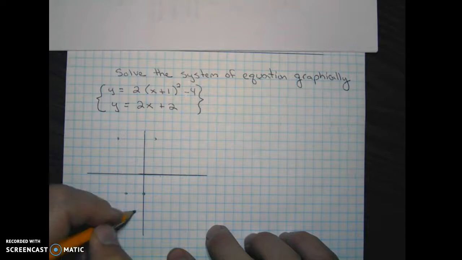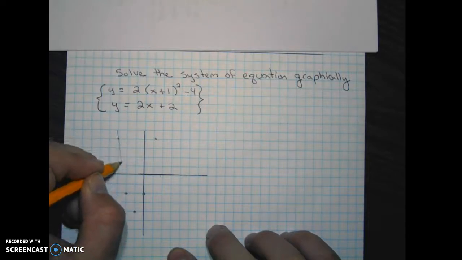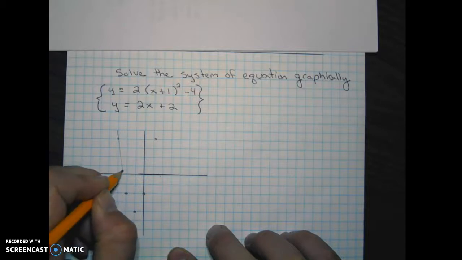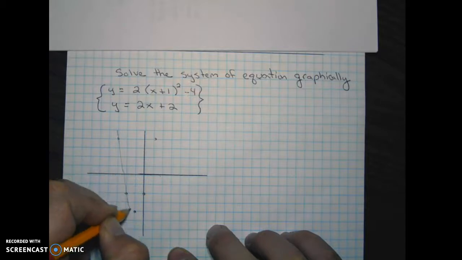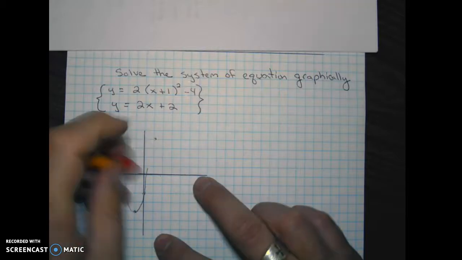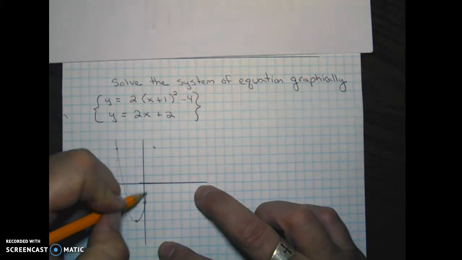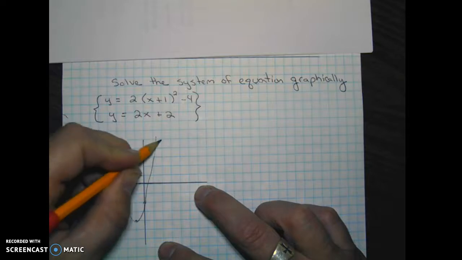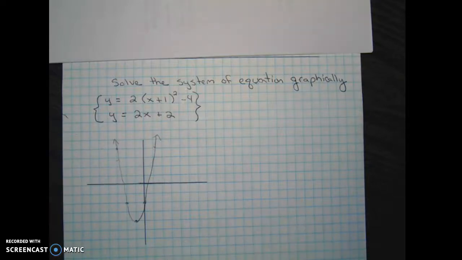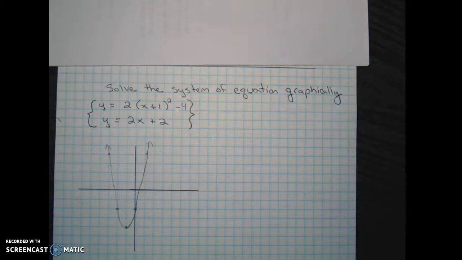And now we're going to make a U. Some of you are still in the habit of making V's. V's are for square root functions. And this is not a square root function. This is a quadratic function, and it makes a parabola. Parabola. All right. I'm not drawing very well. I apologize for that. But you get the idea.